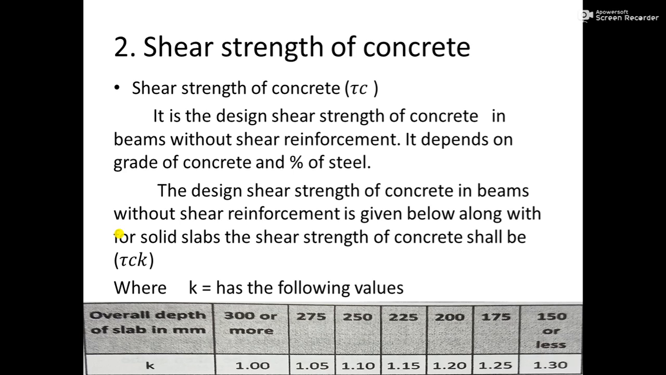The design shear strength of concrete in beams without shear reinforcement is given below, along with values for solid slabs. The shear strength of concrete shall be K tau c, where K is the parameter depending on the overall depth of the slab. For slab depth of 300 mm or more, the K factor is 1. For 275, it is 1.05. For 250, it is 1.10. For 225, it is 1.15. That is the value of K.